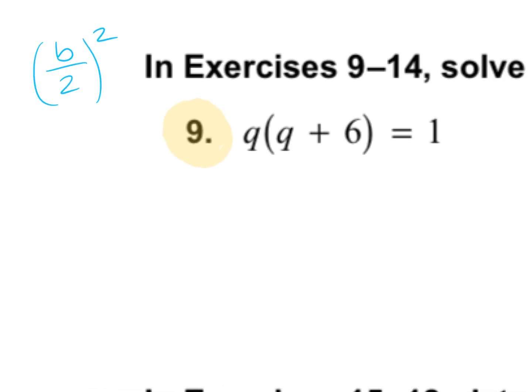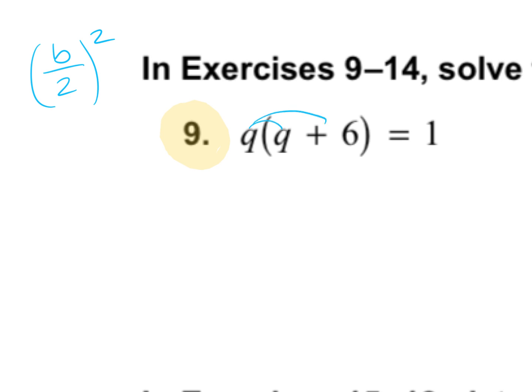So for a question like 9, we want to distribute first. So I have q squared plus 6q is equal to 1. I'm going to leave the space here so I can complete the square. This space is where I put the b over 2 squared. What's my b? 6. So I have 6 over 2 squared. What's 6 over 2? 3. So 3 squared is what? 9. So I'm adding 9.